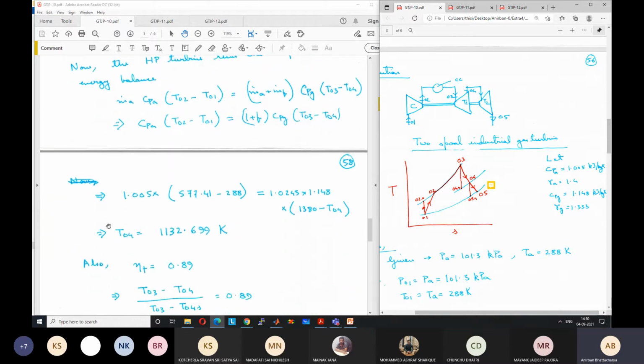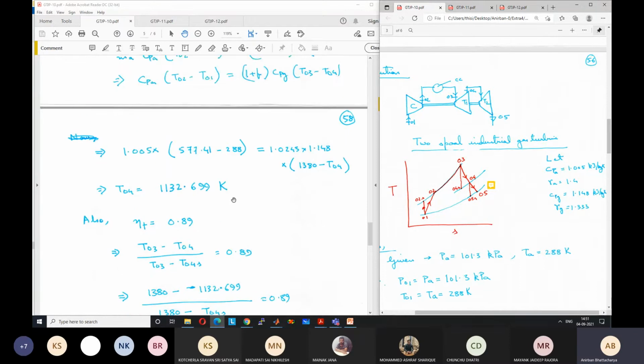So based on this, if you calculate, you will find that T04 is 1132.699. We could have done the calculation in the class, but there is no point because it's just a simple calculation. To save time, we will not do it. If you just calculate using a calculator, you find that it is 1132.699 Kelvin.